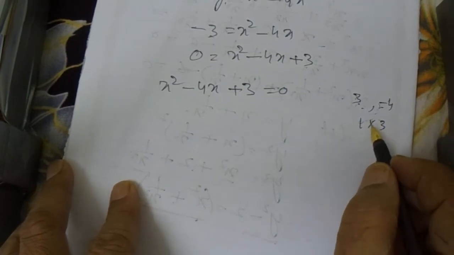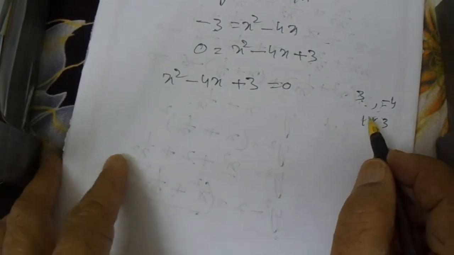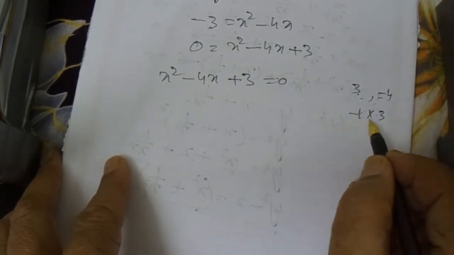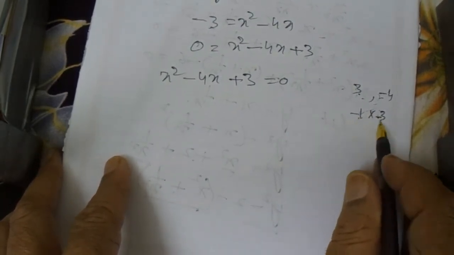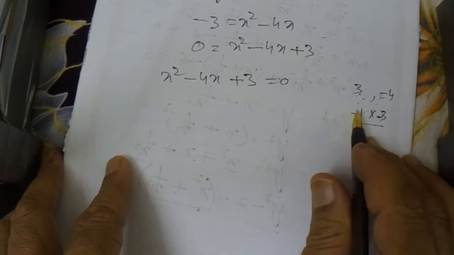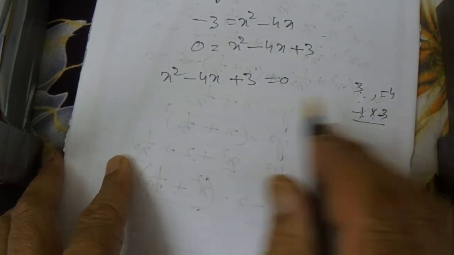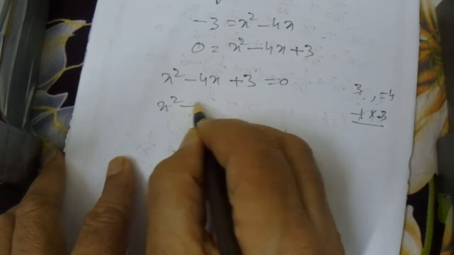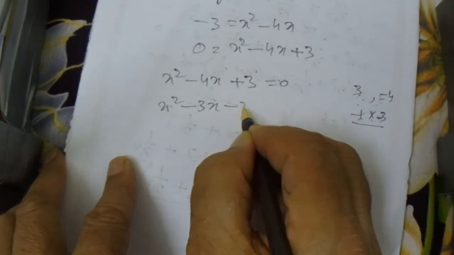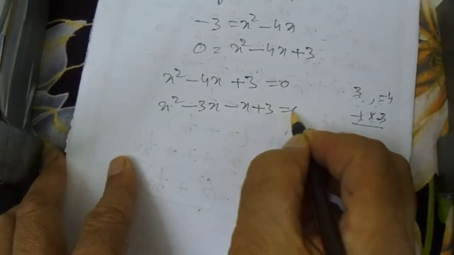It means minus 1 and minus 3. We multiply this, we get 3, and we add, we will get minus 4. x square minus 3x minus x plus 3 is equal to 0.